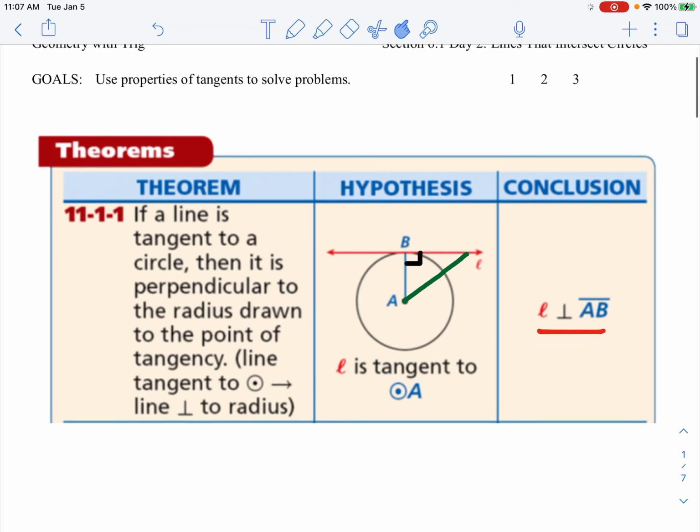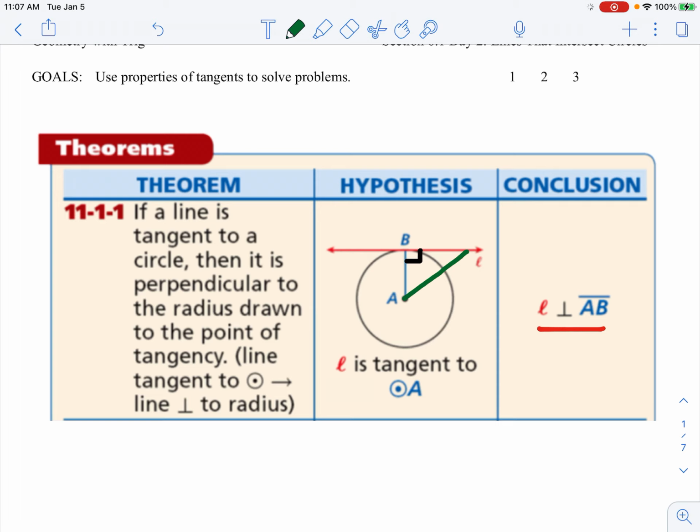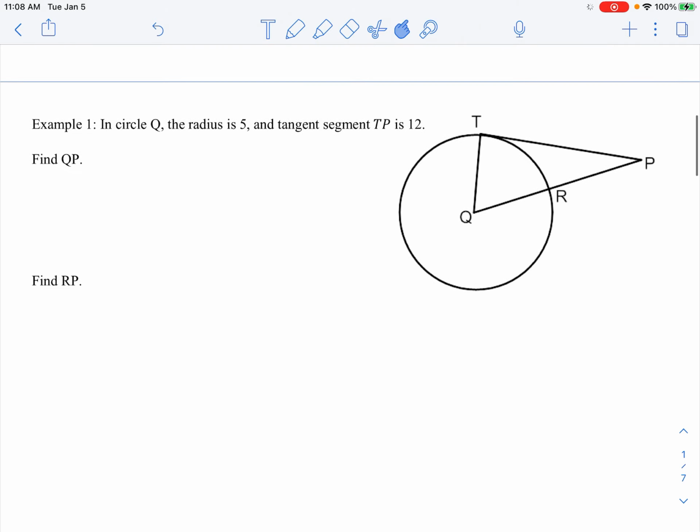So when we go to solve for a missing piece of this, we're going to be using an old formula that we did first semester, the Pythagorean theorem. A squared plus B squared equals C squared. Now, we're going to form the triangle on our own, and we've got to make sure that we draw in that 90-degree angle right where the radius touches the tangent line. All right, so let's go ahead and look at one.